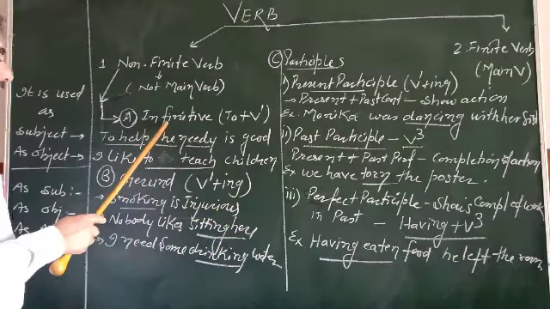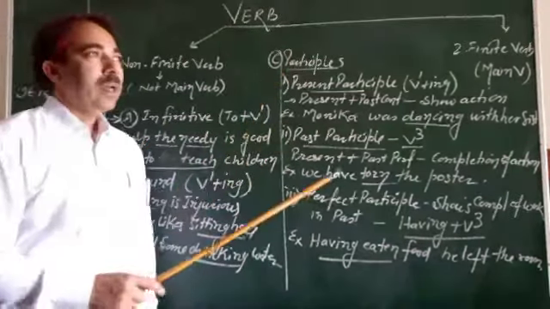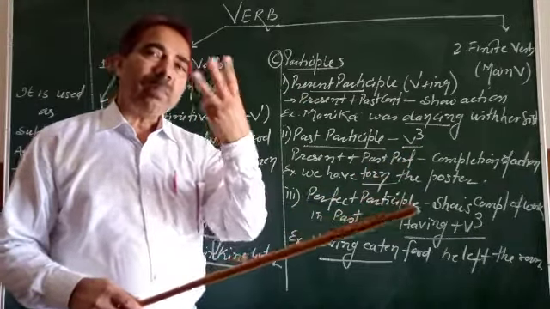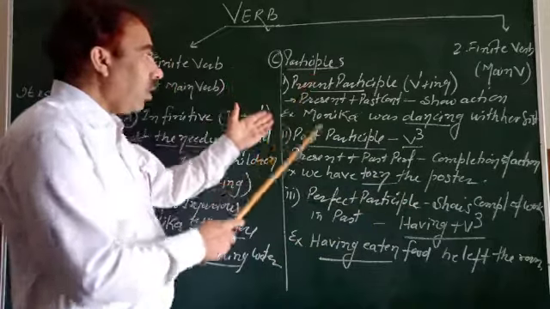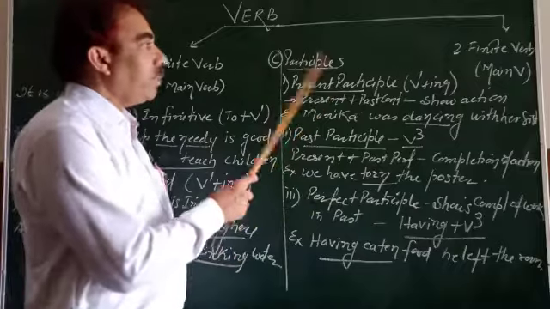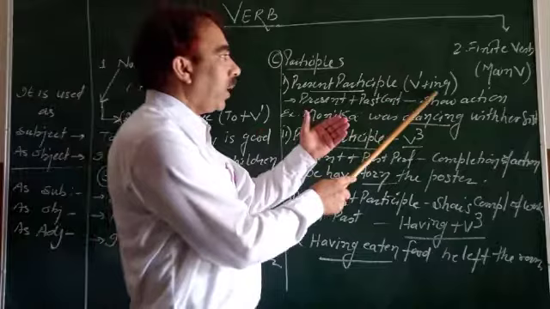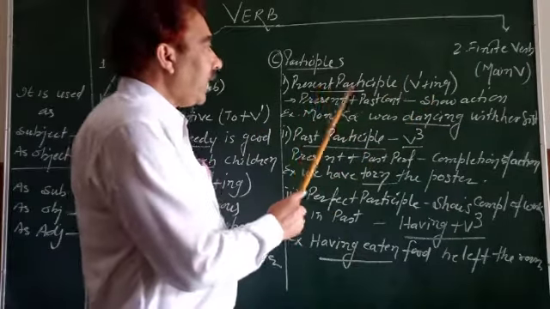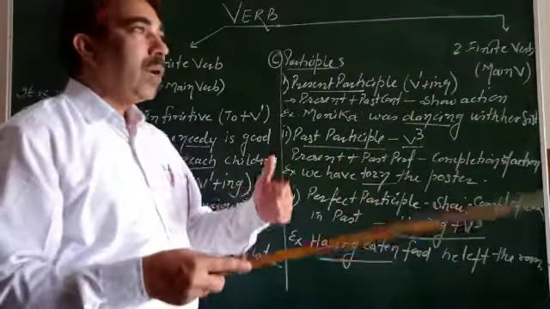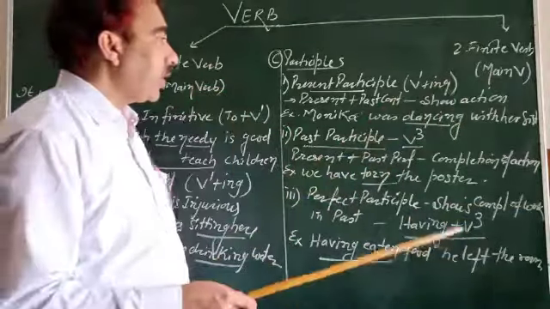After discussing infinitive, gerund, we are going to discuss participles. Participles can be further divided into three subtypes. The first one is present participle. The form of present participle is first form of verb plus ing. This present participle shows the action in present continuous tense or past continuous tense.